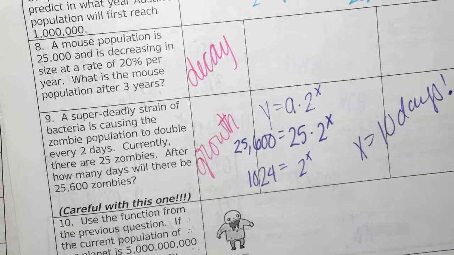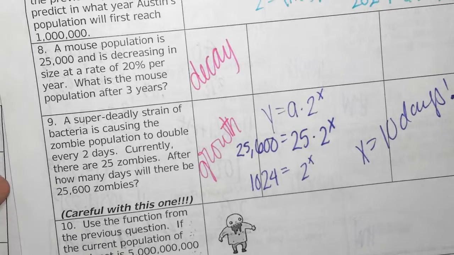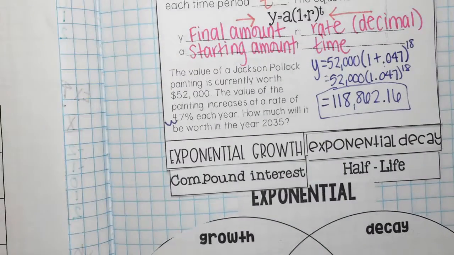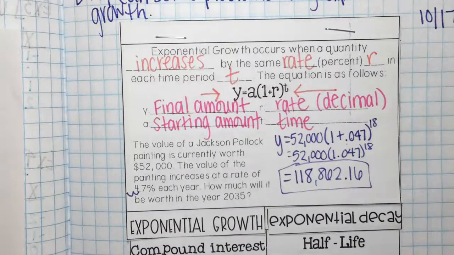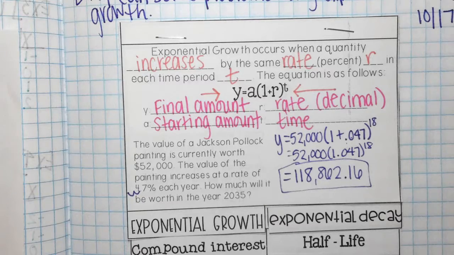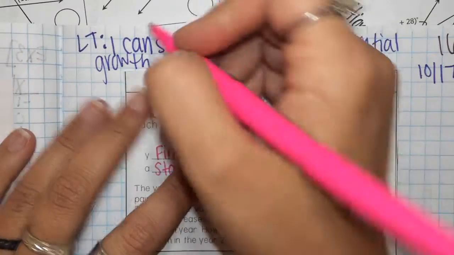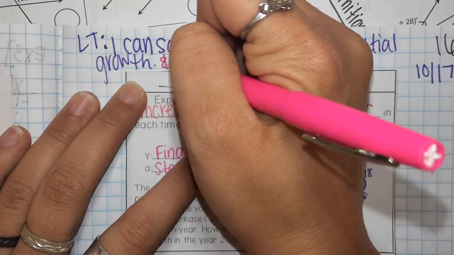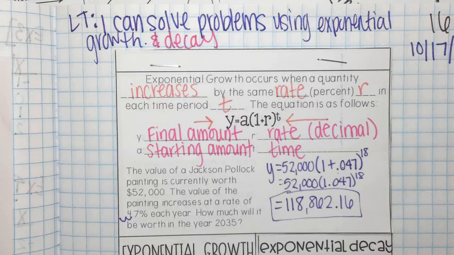Alright, so, any questions on growth? Yes, no, maybe so. No. Alright, let's do decay. We're coming back to it. Alright, so add decay to your learning target.